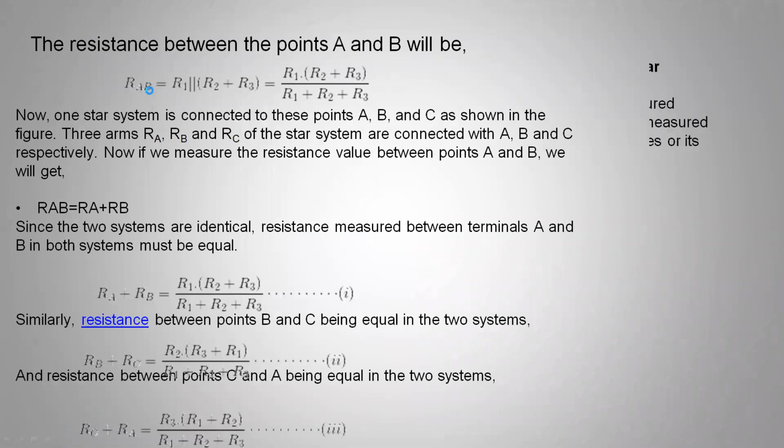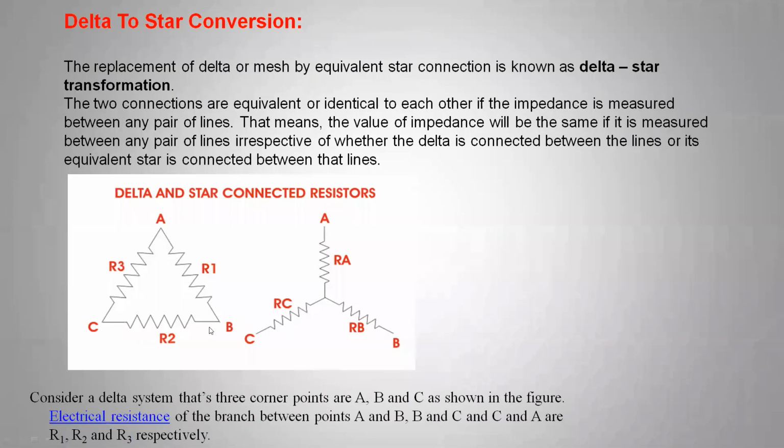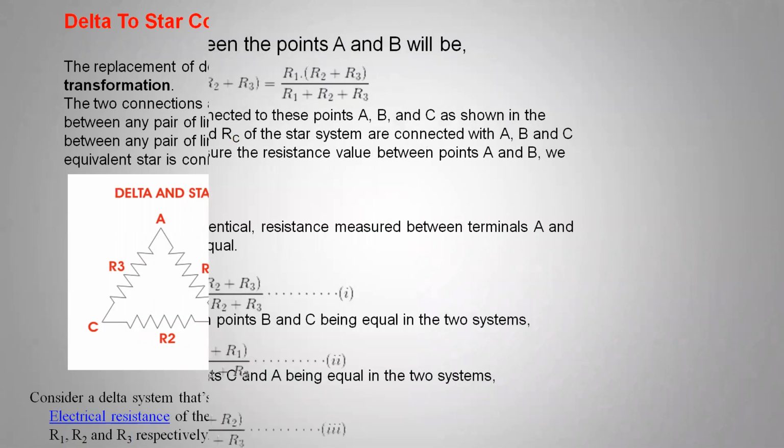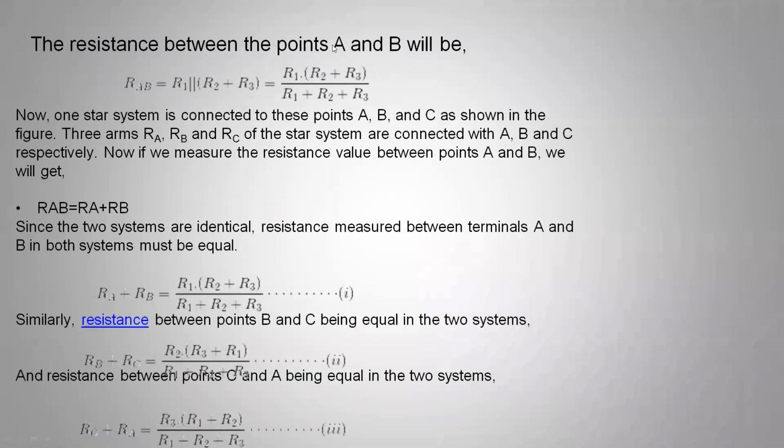RAB. In the delta connection, between A and B, R1 is parallel to the series combination of R2 and R3. All of you see clearly? These two are in series connection. So R1 is parallel to R2 plus R3. This is the RAB. Please check once.